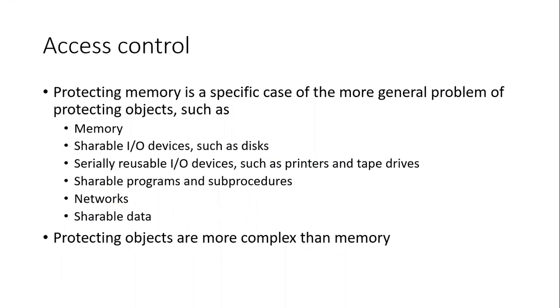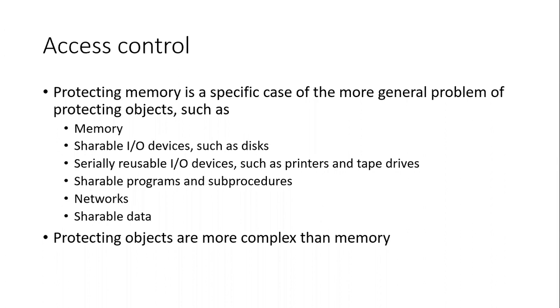Yeah, so we will go for access control. Access control is most important with respect to giving rights, giving permissions to access a specific hard drive, specific resource, printer, scanner. So access control is a very important part of the operating system, basically. So protecting memory is a specific case of the more general problem of protecting objects such as memory, shareable input-output devices.